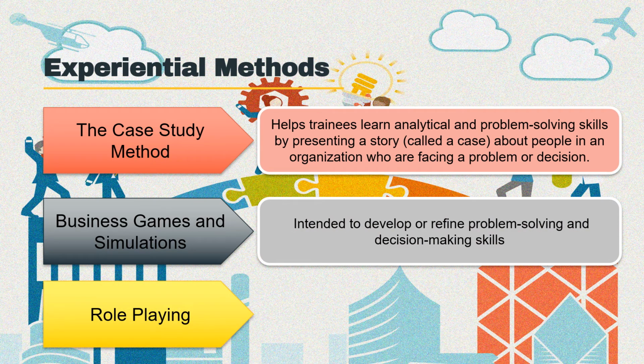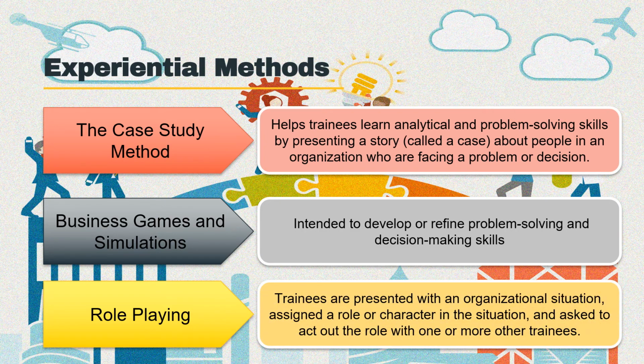Third is role-playing. Role-playing is a popular training technique, though often it is a method that is loved by some trainees and hated by others. In the role-playing technique, trainees are presented with an organizational situation, assigned a role or character in the situation, and asked to act out the role with one or more other trainees. The role play should offer trainees an opportunity for self-discovery and learning.